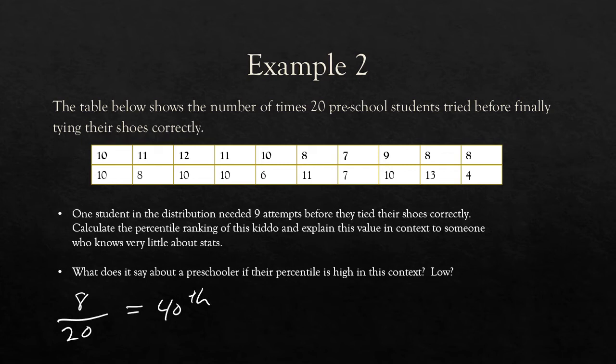So this is a good thing in this context. 40% of the students required less, which means the majority of the students made more mistakes when tying their shoes than our student did. And I kind of answered the second bullet point along the way.